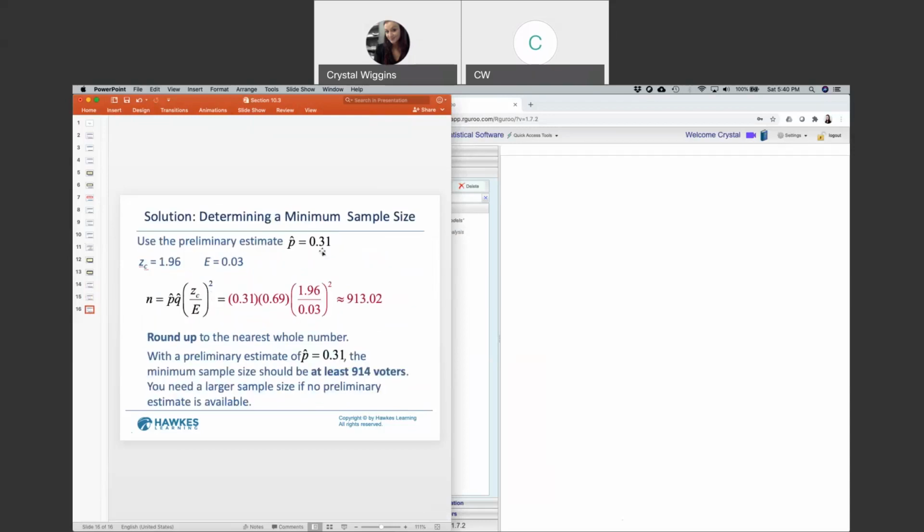So if we have a preliminary estimate, we know our candidate, 31% of the voters are in favor of our candidate, then again, the critical value is 1.96 because we haven't changed the confidence interval of 95%, and our margin of error is 3%. So here, p hat is 0.31. If you calculate 1 minus 0.31, you get 0.69. 1.96 is the critical value corresponding to a confidence level of 95%. Divided by the margin of error squared, we get 913.02. And yes, you still have to round up to 914 is the minimum sample size we need. And that concludes our talk on confidence intervals for proportions.